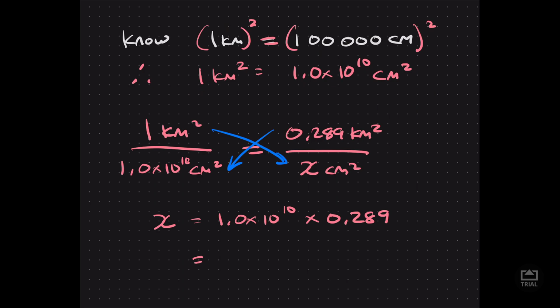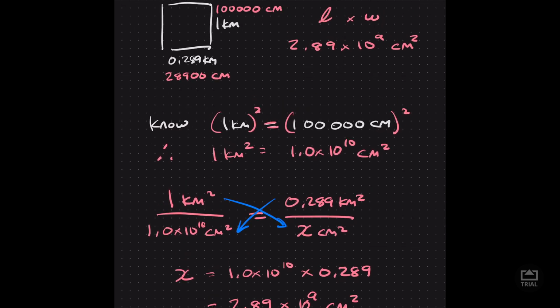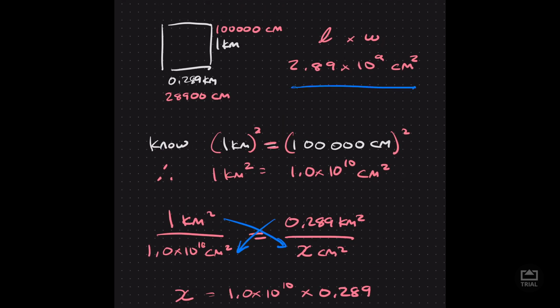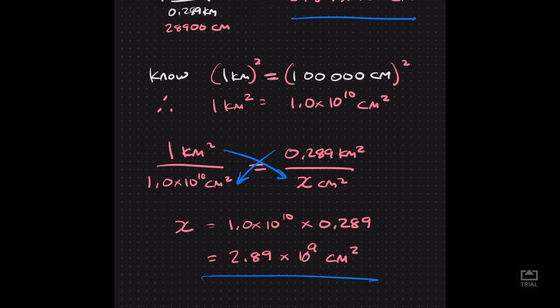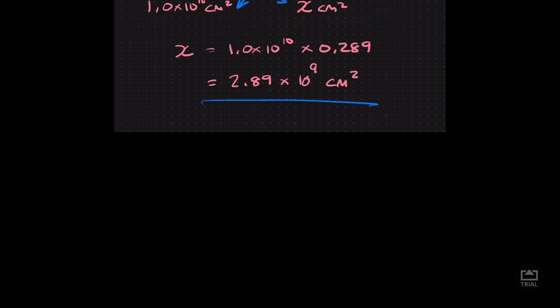0.289. And if you punch that through on your calculator, you're going to get 2.89 times 10 to the 9, and that would be centimeters squared. And when we look at what we got up top, that is the same answer as we're getting here by doing it with the math. A very sloppy looking 9 there, so I'll just change that really quickly. Okay, so let's do another example.